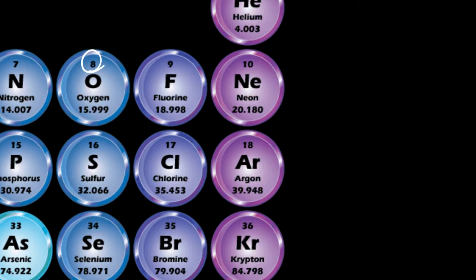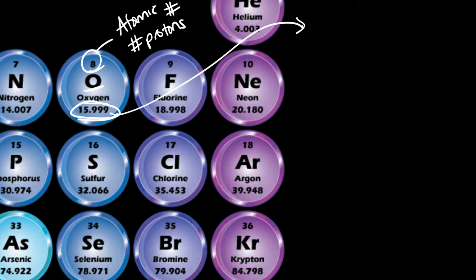We know that this is your atomic number, and the atomic number simply represents the number of protons. We know that this is the element symbol, that's the name. Now, one thing we haven't really talked about so far in class is this number here. This number is what we call the average atomic mass.